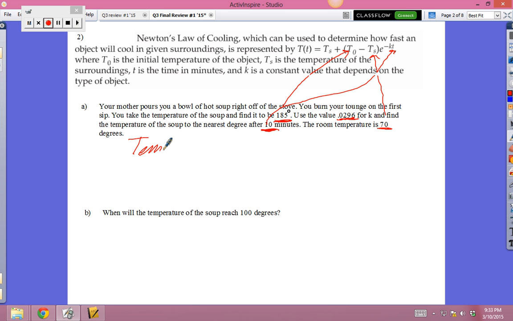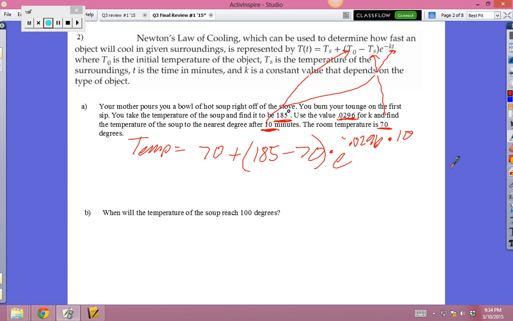So the temperature of the soup is going to equal T sub S, the room temperature, that's 70, plus the initial temperature, that's 185, subtract the room temperature, and you've got to multiply that by e raised to the negative 0.0296, and you're going to multiply that by the time in minutes, so we'll do 10. And let's crunch this, type this in our calculator here, and that should be the temperature of the soup.